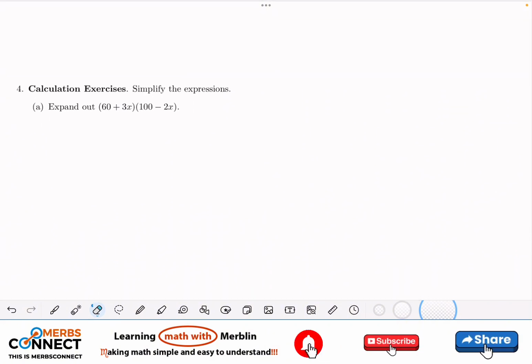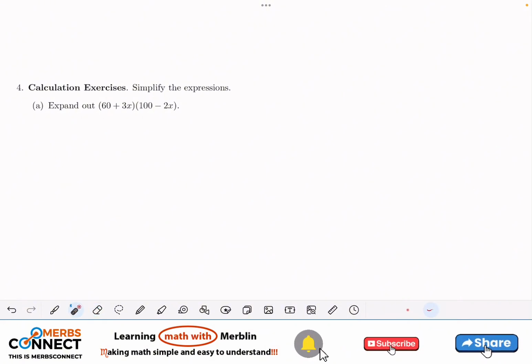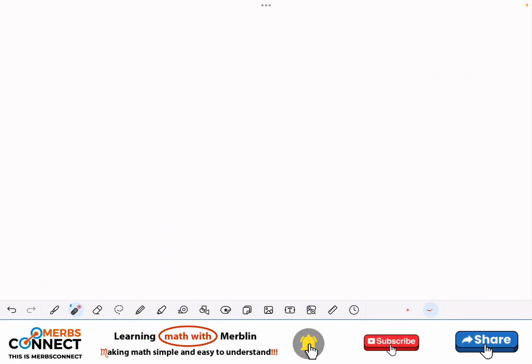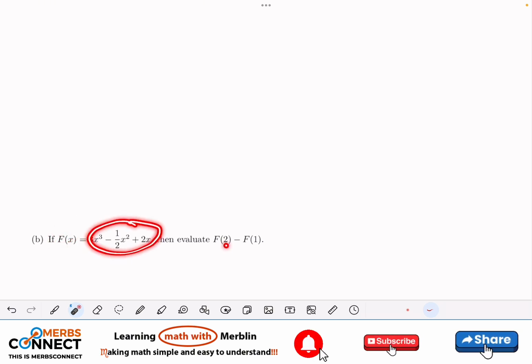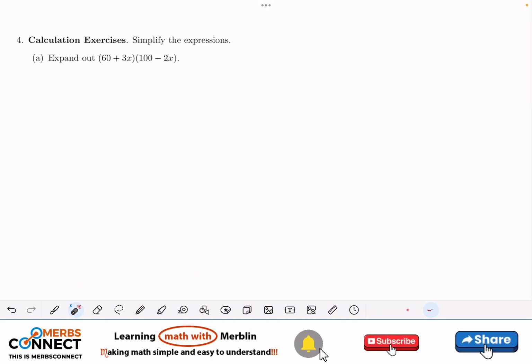So now this is the last one, and you want to expand out this function. What I want you to do is expand and then put your final results in the comment section. So this times this plus this times this, then plus this times this, and this times that. Then you are done with the expansion. You just simplify. So this one too, you have this one here. Just plug in 2, and then plug in 1 and find the difference. And then you are there. So see you in the next video.